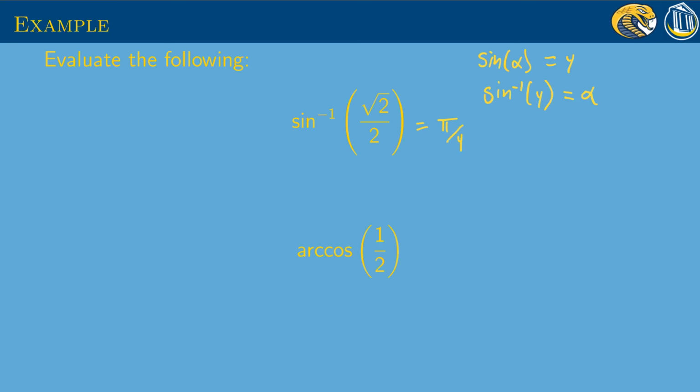Similarly, arccosine of 1/2 tells us that the x coordinate is 1/2. We're looking for the angle whose x coordinate is 1/2, and that's pi over 3. As a quick sketch of this, arccosine of 1/2 equals pi over 3 is the exact same thing as cosine of pi over 3 equals 1/2.